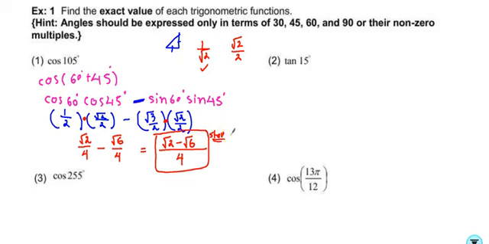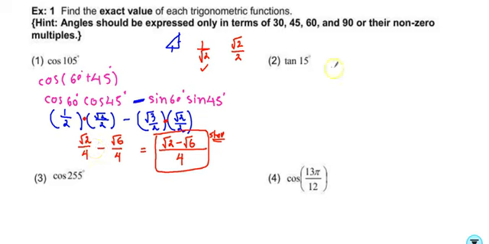Yes, it looks different, but that's what the answer is. If you don't believe, you can put in the calculator in degree mode cosine 105, and then separately subtract √2 minus √6, divide by 4. You can compare your answer. It will be the same. So this unit is a fun unit. We don't have to use fancy formulas or identities. This is just one identity and it will be given to you, of course, and you find the answer.